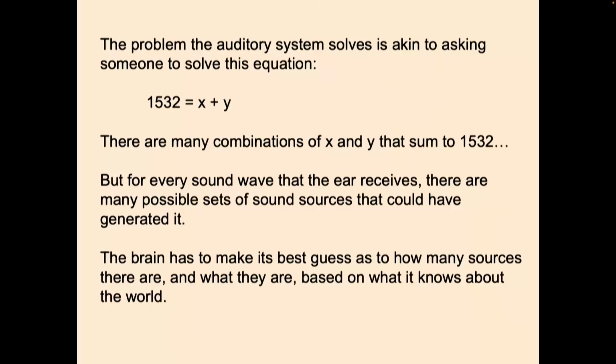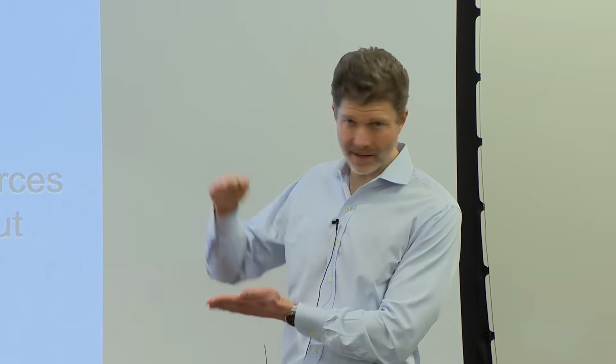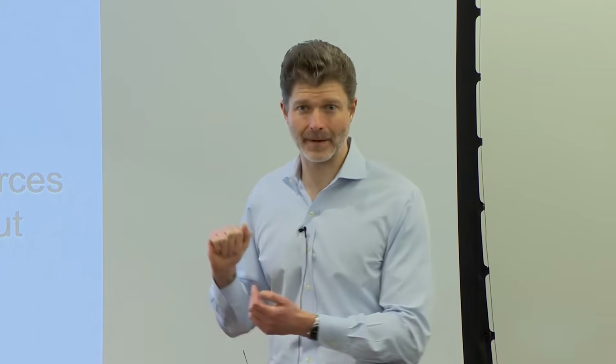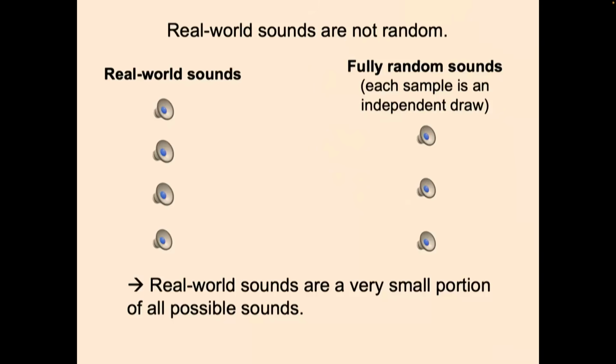When we describe the problem like this, we're giving you this equation with two unknowns, but the fact is that x and y can't take on every possible value. They live in a very, very specific subset of the space of all possible numbers. And that's what makes the problem solvable. Real world sounds are a very small portion of all possible sounds.